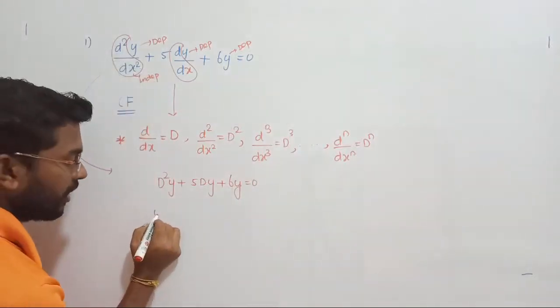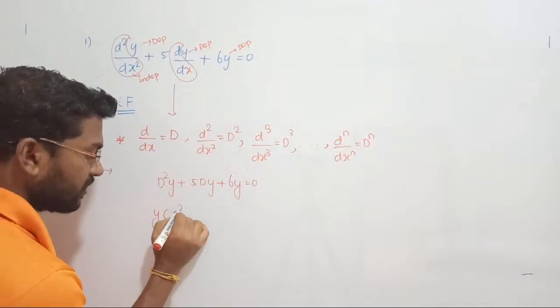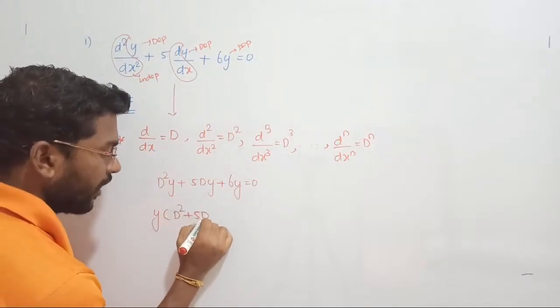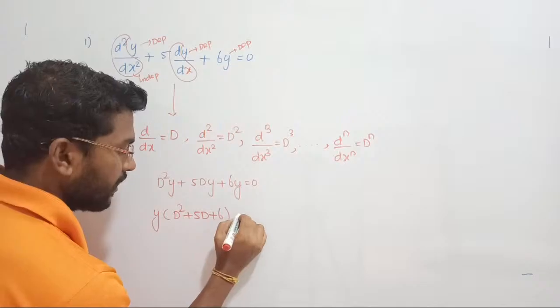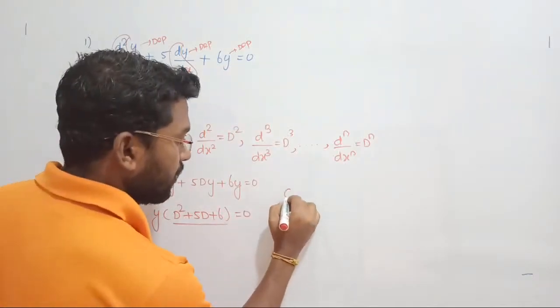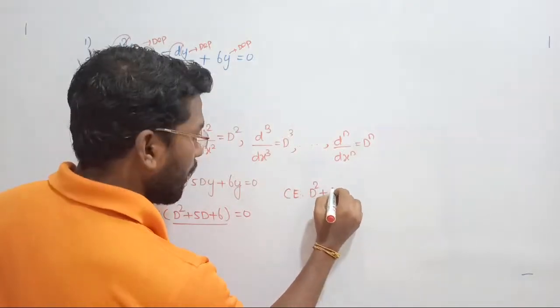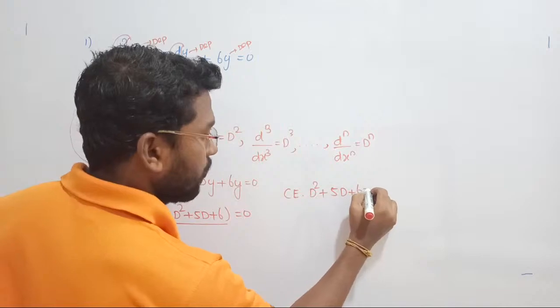Now from this you can take the variable element outside, such that the characteristic equation of the system will become D square plus 5 times D plus 6 equal to 0. This is called the characteristic equation of the system. Just take it out. The characteristic equation becomes D square plus 5D plus 6 equal to 0.